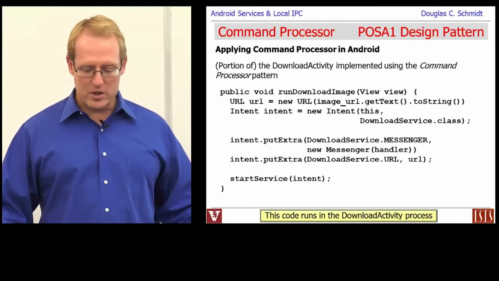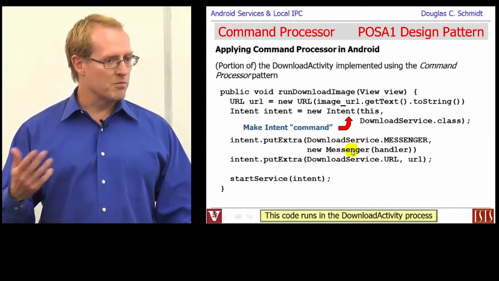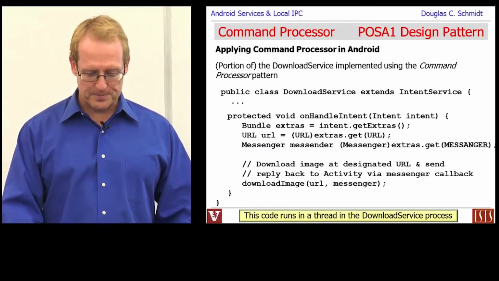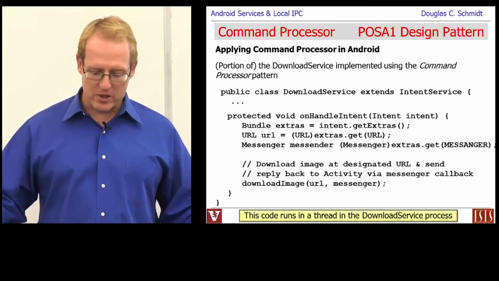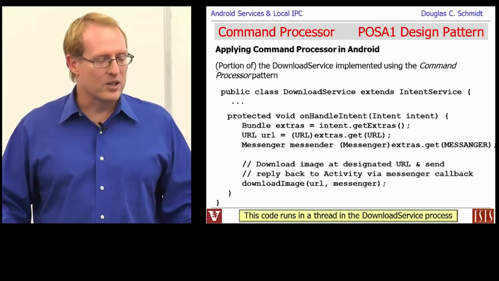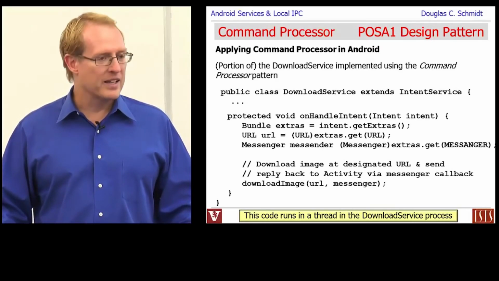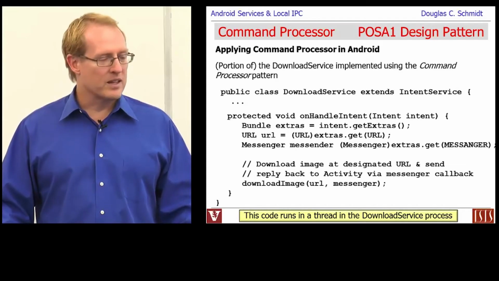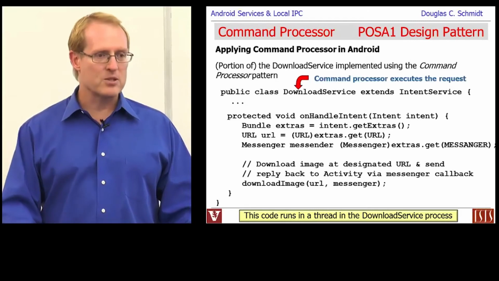Here's a little bit of the code just to illustrate this. You can see we go ahead and create an intent and put some information into the intent. And here's the receiver. In this particular case, we get the bundle of extras out of the intent, look up the URI, get that back, and then get the messenger that was also bundled in there, download the file, and then send the messenger back to the client.